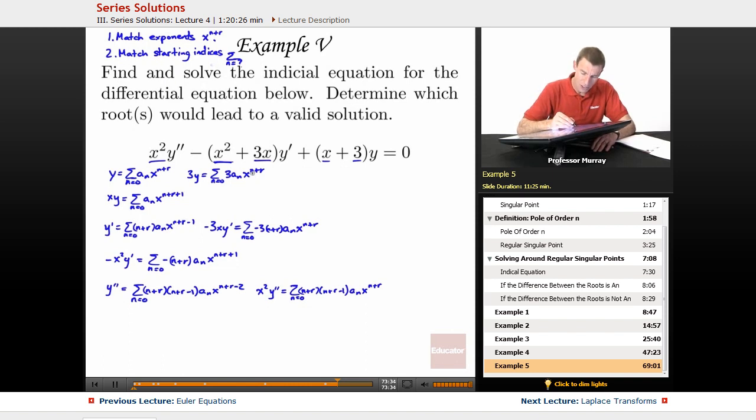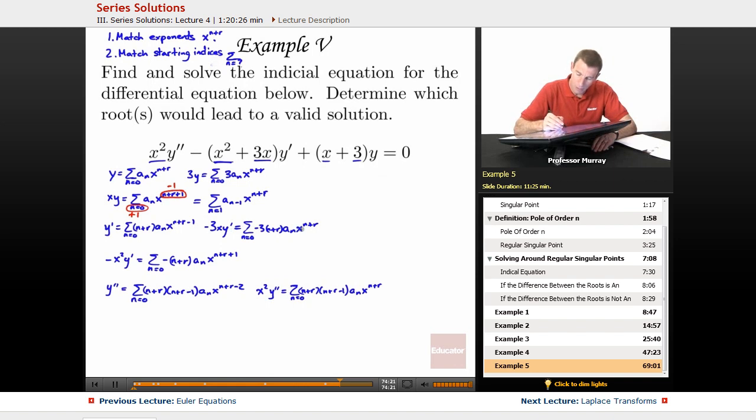When I look at all these different series, I've got x to the n plus r here. That looks pretty good. My xy has x to the n plus r plus 1, and so I'd like to lower that down to be x to the n plus r. Remember, the way you do that is you raise the starting index and correspondingly lower the n's in the formula. So I'm going to go minus 1 on the n's in the formula, plus 1 on the starting index. And so I'll get the sum from n equals 1. Now I've got to lower the n's in the formula. So a_(n minus 1) x to the n plus r.